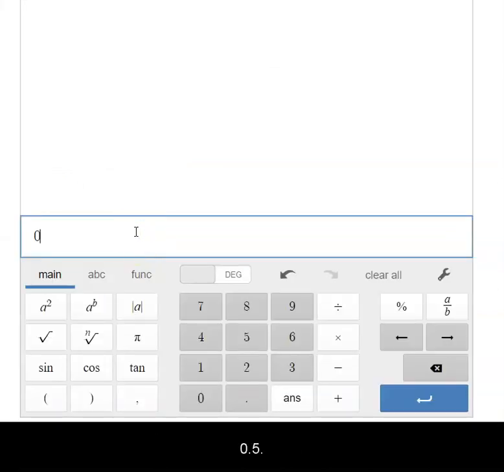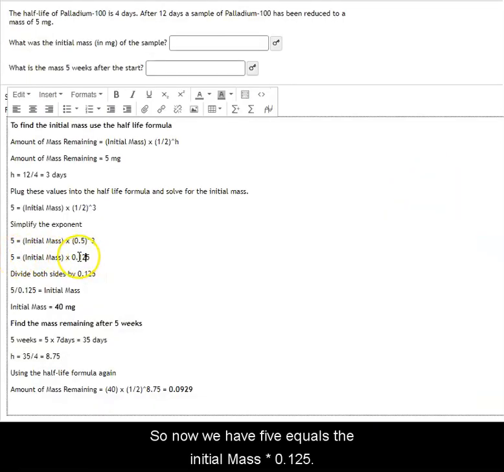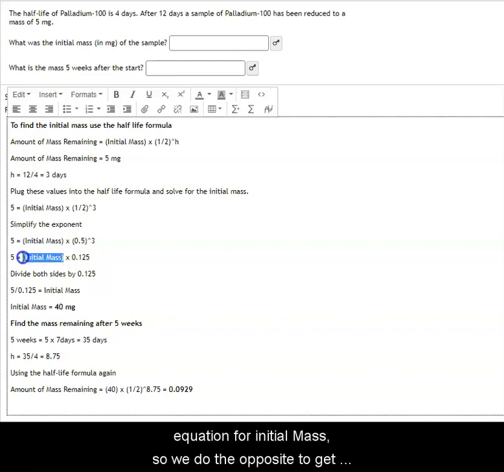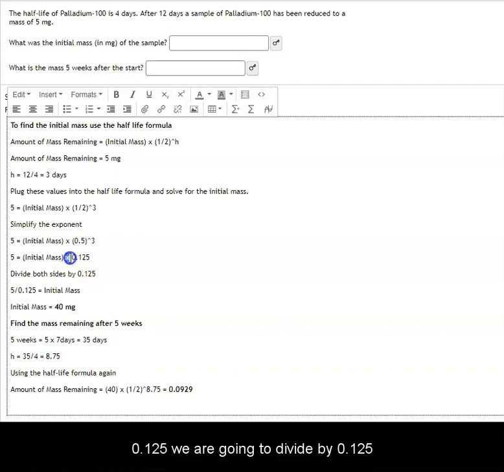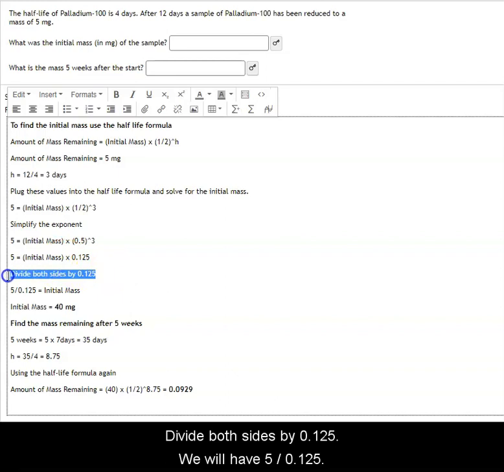0.5 to the power 3 equals 0.125. So now we have 5 equals the initial mass times 0.125. We want to get initial mass by itself, so we're solving this equation for initial mass. We do the opposite to get rid of the 0.125. Since we're multiplying by 0.125, we're going to divide by 0.125 to get initial mass by itself. So we divide both sides by 0.125.